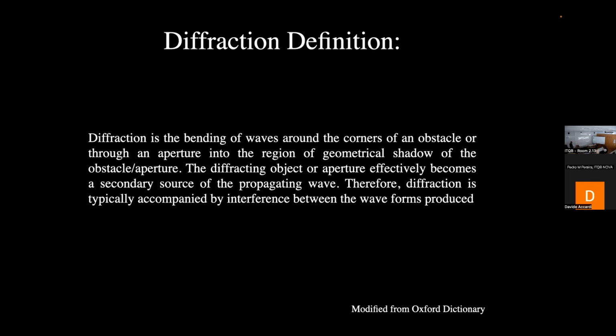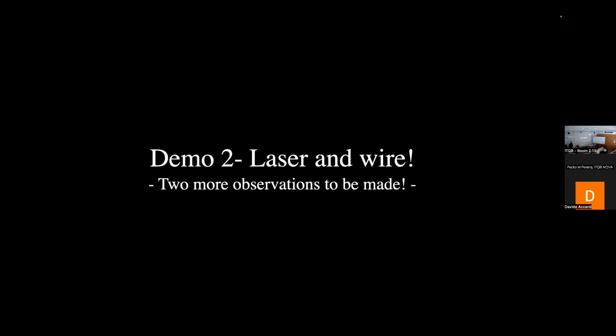Perfect. The diffracting object or aperture effectively becomes a secondary source of the propagating wave, because we generate basically two independent sources of light. Therefore, diffraction is typically accompanied by interference between the waveforms produced. And we saw also the interference. Now, reading this definition makes sense in our mind because we experienced it, right? So I hope that you now know what diffraction is. And then I prepared a second demo because that's not all.